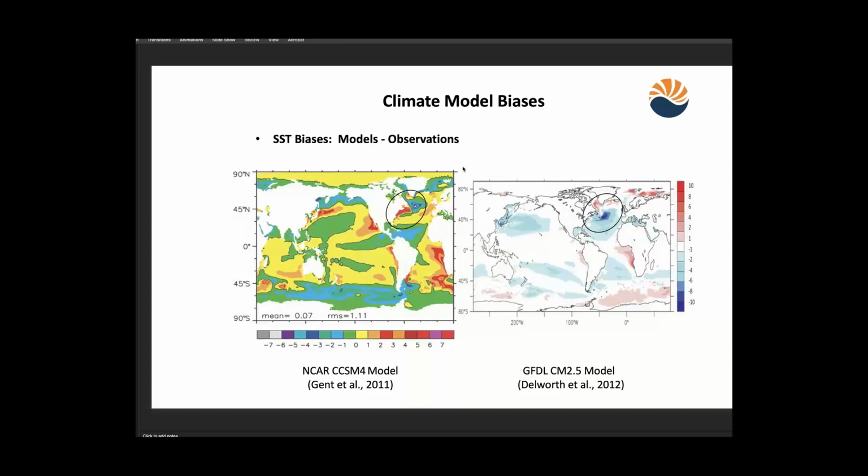Let me talk a little bit about global ocean models. Here on the left, you have NCAR CCSM4. On the right, you have GFDL CM2.5. These are 1 degree global models that are part of their climate system. And there's a lot of experience in the community behind running these models.